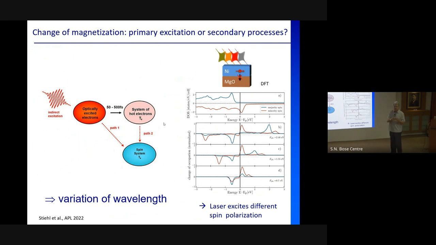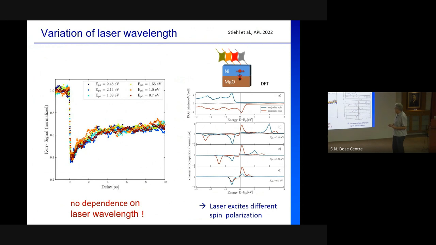then you should see a difference if you use an infrared laser or a blue laser to excite the whole system. Because in one case we excite majority electrons, and with the other laser we excite minority electrons. We were sure that we should see a difference in the decay of the magnetization depending on the wavelength. We were very astonished when we saw that the decay just depends on the amount of energy you put in. That means we just have to compare with the same quenching, when we have deposited the same amount of energy in the system, but the decay was exactly, absolutely the same, independent of whether the photon energy is 0.7 electron volt or 2.5 or something between.